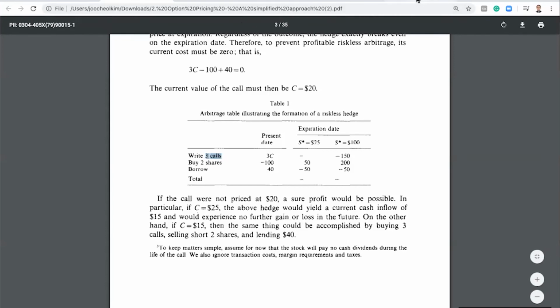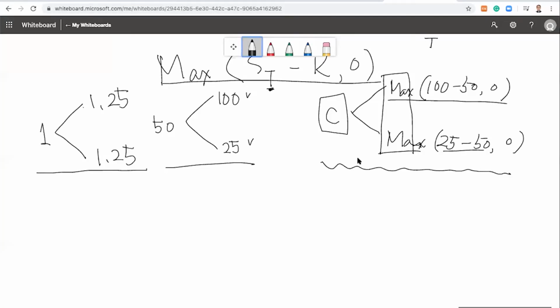So maybe I can draw a picture. This is the payoff diagram, and the call option payoff diagram looks like this. This is for the continuous case, but in our example, this is 50, which is the strike price. And in this simple model, the price can be 25 or it can be 100. There are only 2 things that happen.